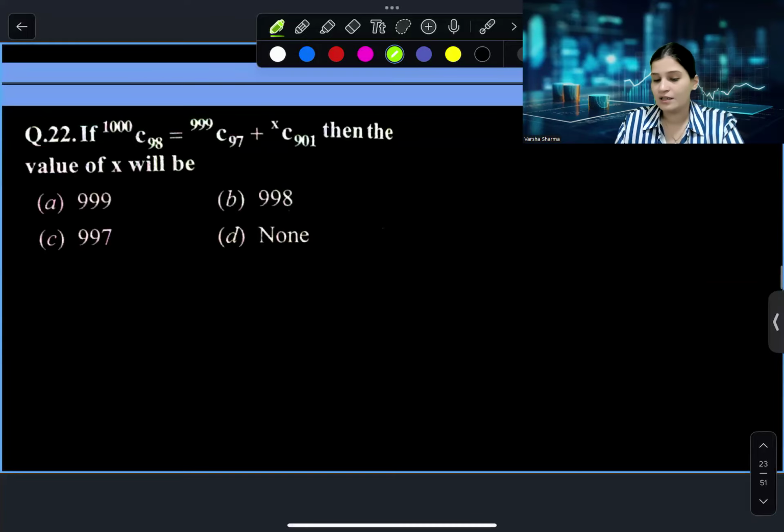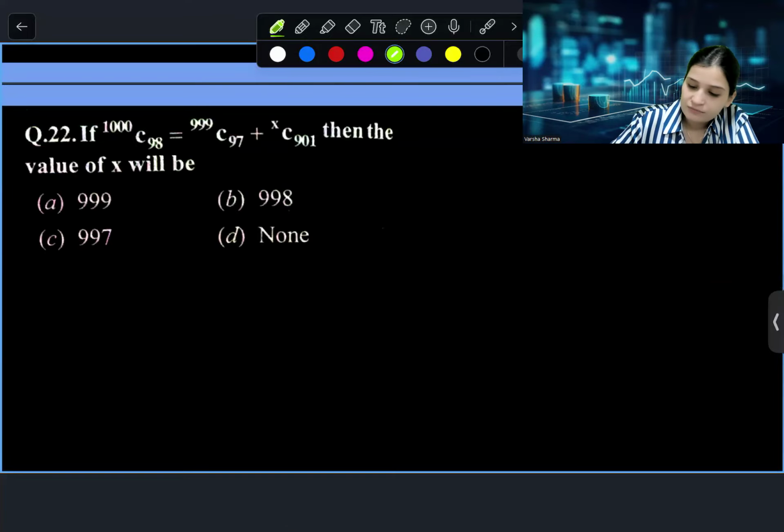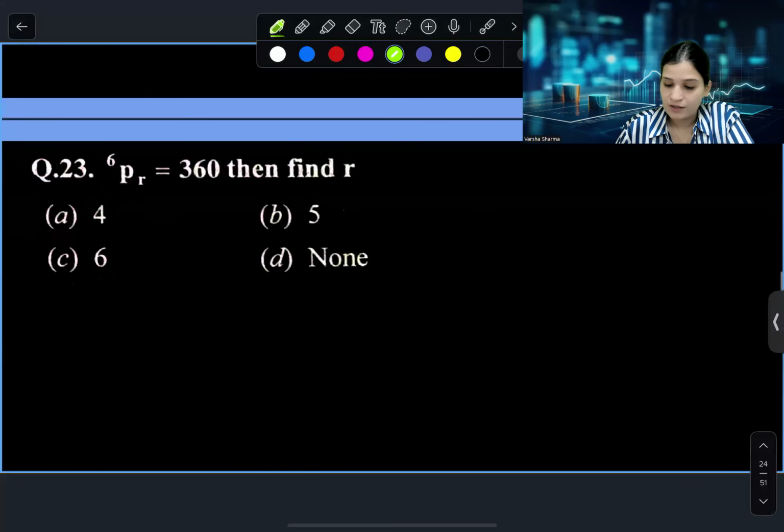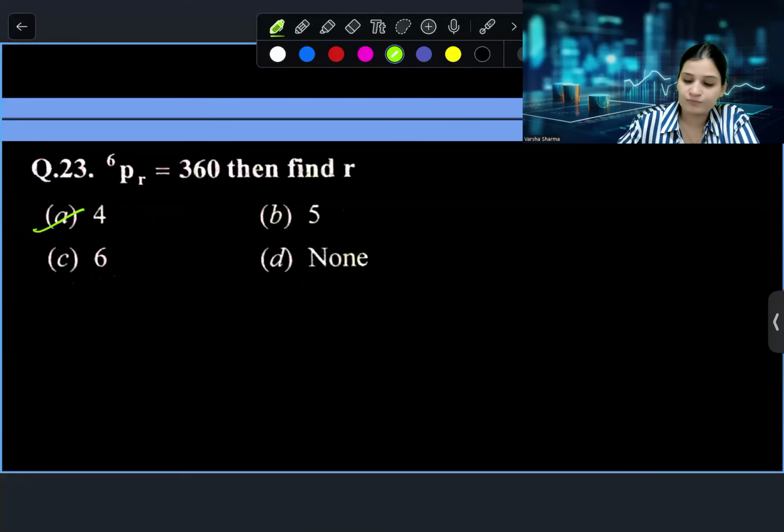22. For us to apply formula, this is wrong. This is 98. So this will be 999. This has to be 999. Trial and error. Option A, 4.